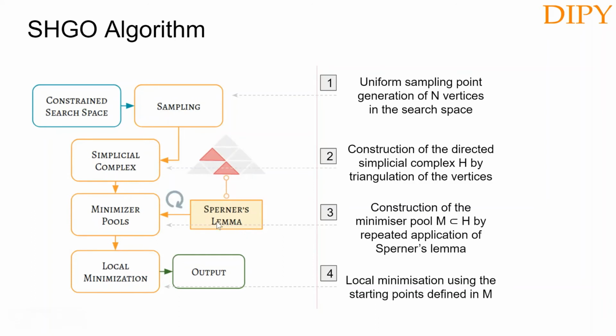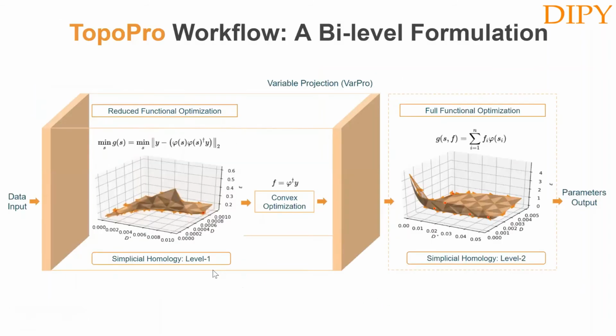And then from those clusters that you have detected, you get minimizer pools. These minimizer pools are regions where there is the possibility of a minimum. And then within those minimizer pools, that is, regions of that graph, you perform a local minimization and you get your output. This will become clearer in the next slide.